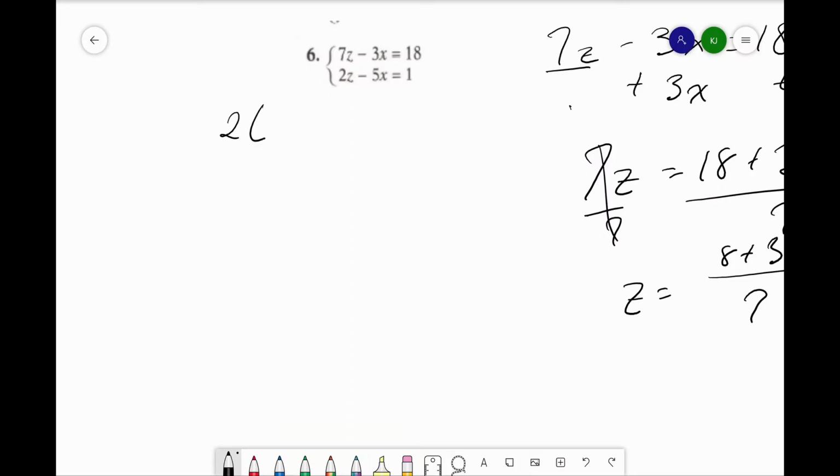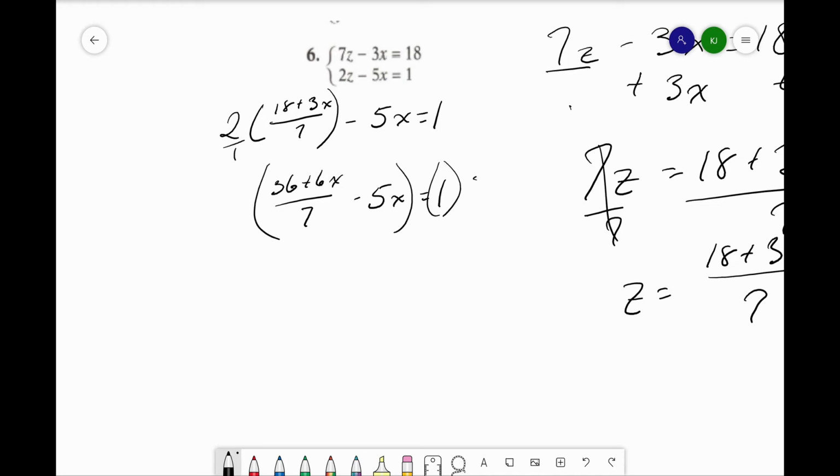But we're going to take that and plug it into our other equation over here. So our equation is going to be 2 times (18 plus 3x) over 7, minus 5x equals 1. And now we're going to multiply our 2 into these numbers to get (36 plus 6x) over 7, because remember we're basically just multiplying 2 over 1, and 7 times 1 is still 7, minus 5x equals 1. Now, because we want to get rid of this fraction, we're going to multiply both sides by 7.